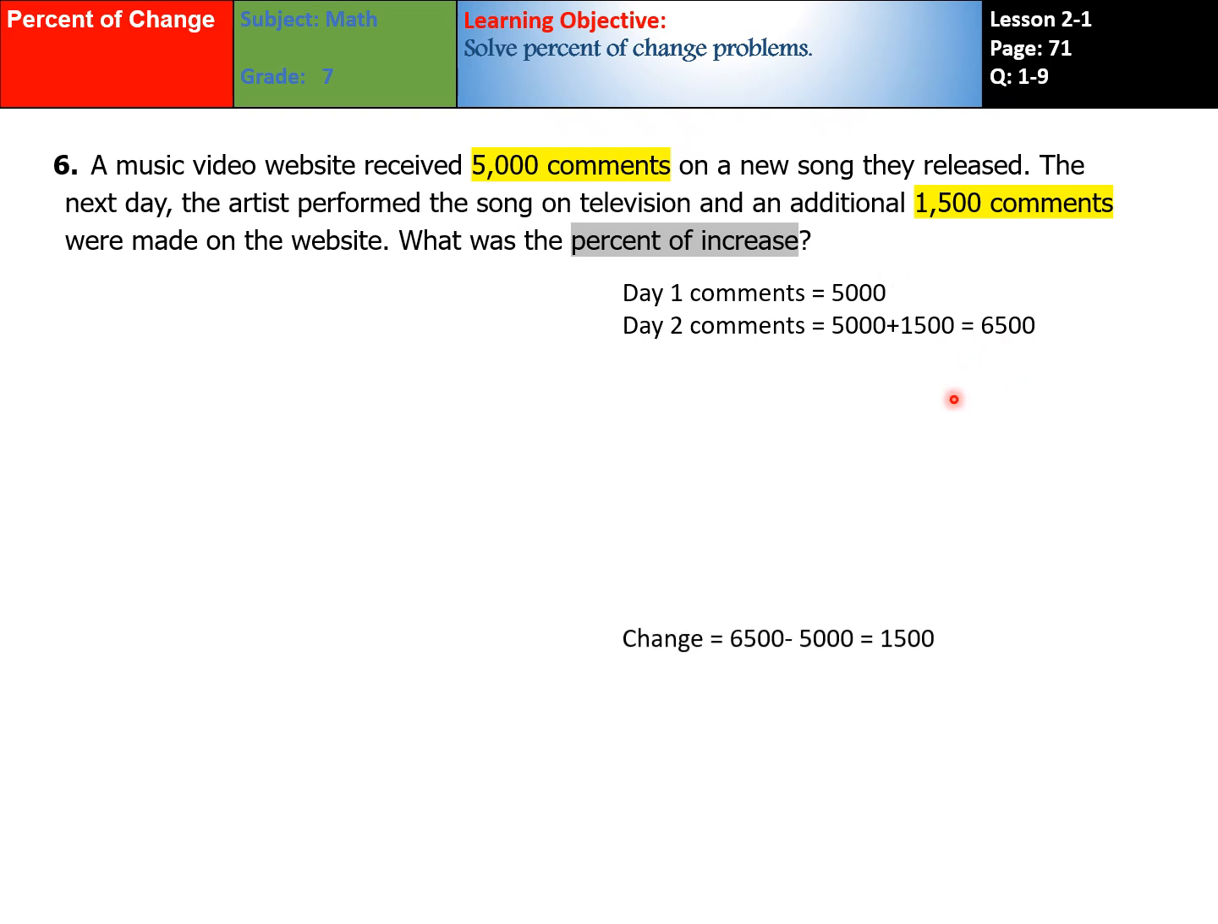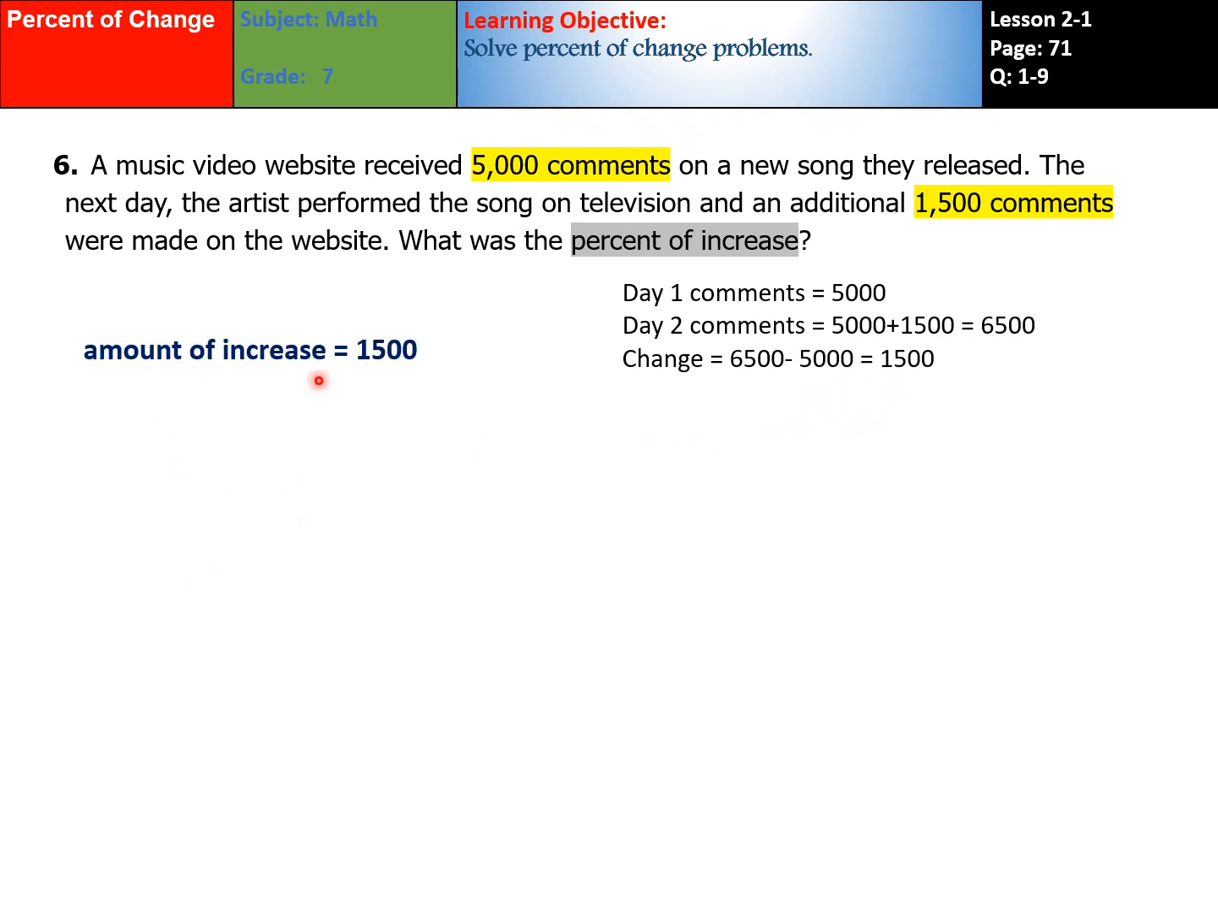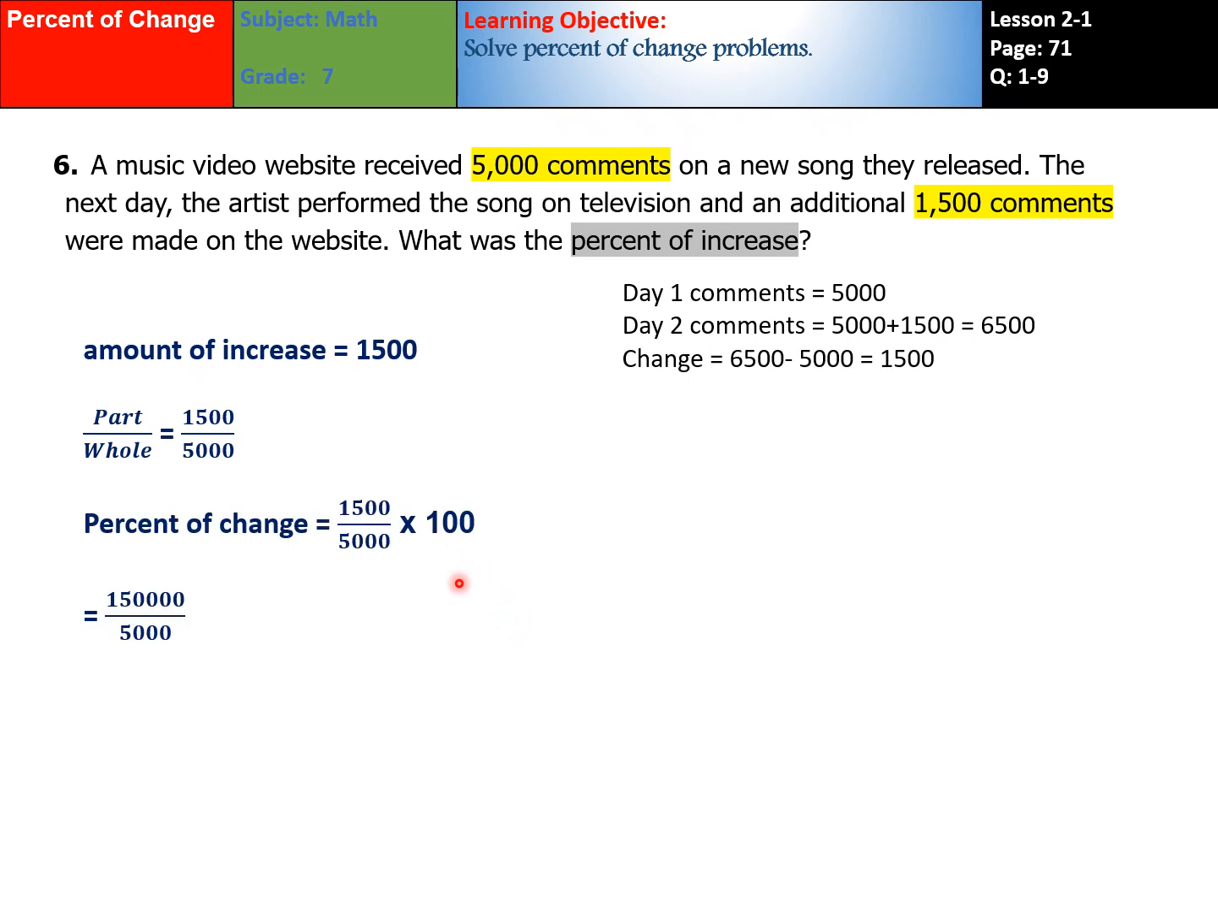So then what is the change? 6,500 minus 5,000 is 1,500. Now what is the amount of increase? 1,500 over 5,000, you will multiply it by 100 to convert it into percent, simplify and divide, and you will get 30. So the amount of increase was 30%.